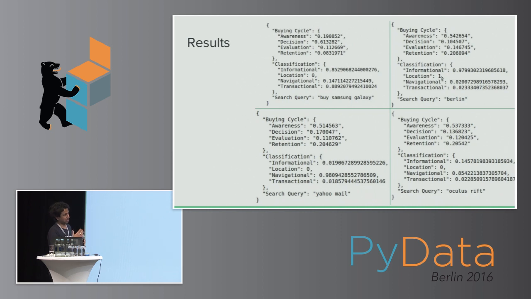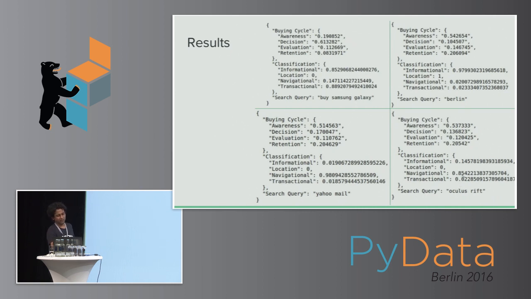There's also a location model, and I didn't talk about it. And if you're looking for Yahoo Mail, you want to go to the Yahoo Mail web page, so there's a 98% probability of it being a navigational keyword. And Oculus Rift, maybe you want information, maybe you want to go to the page of Oculus Rift because it's rather new. So here maybe you can say it fails.